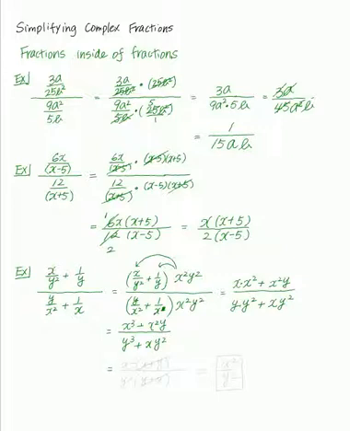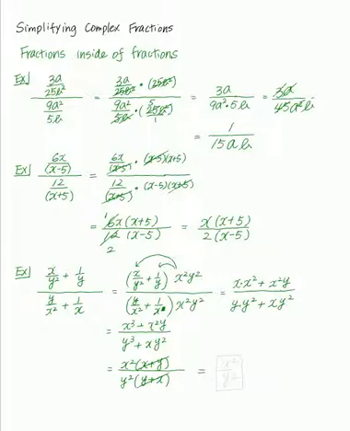Now, like with any fraction, I need to always try to reduce it. And I'm going to notice up top I have a greatest common factor of x squared. And I'm left with x plus y. Down below I have a common factor of y squared. And I'm going to be left with y plus x.